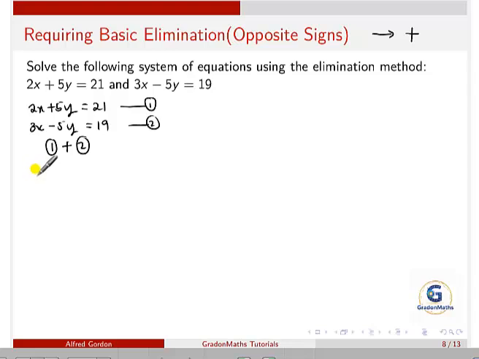So let's go ahead here. What do we have in equation 1? We have 2x plus 5y, plus our equation 2. So let me change color.